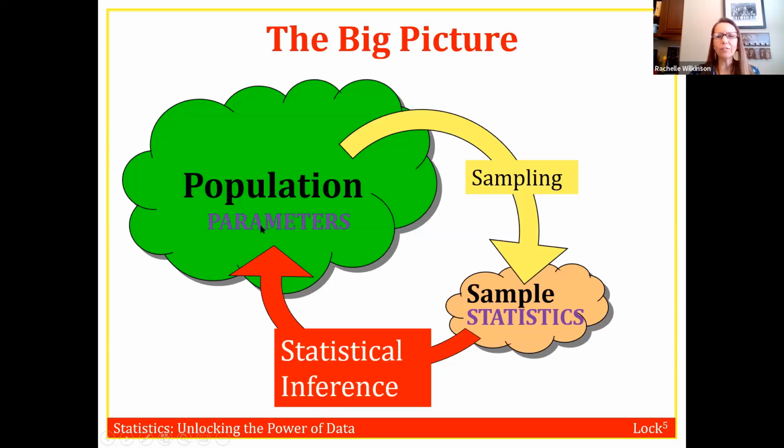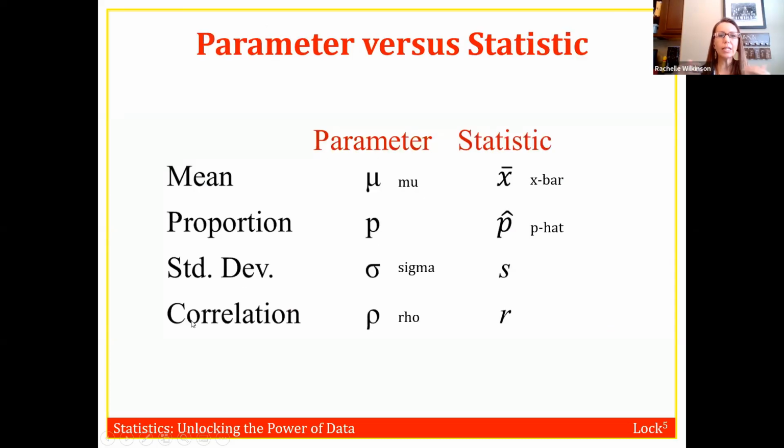Remember, in real life, most of the time parameters are unknown values because the only way to know them would be to measure everybody in the population. So this is kind of where we're going. So let's think about some parameters and statistics that we're already familiar with. If we're talking about a mean, then our parameter, the population value, we're going to call that mu. And our statistic, the sample value, we call that x bar.